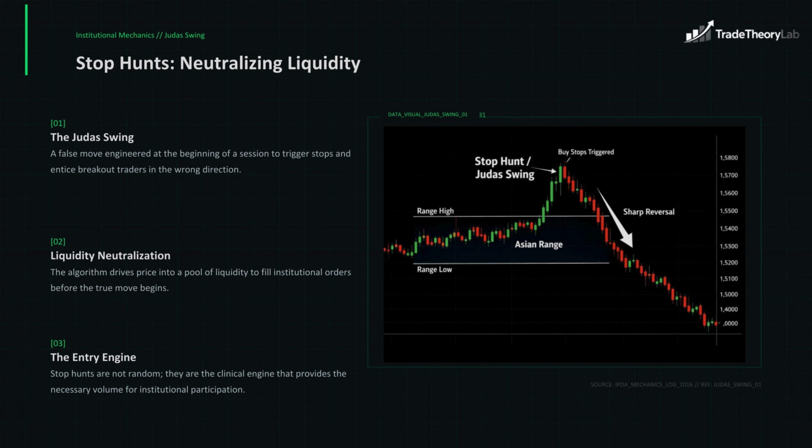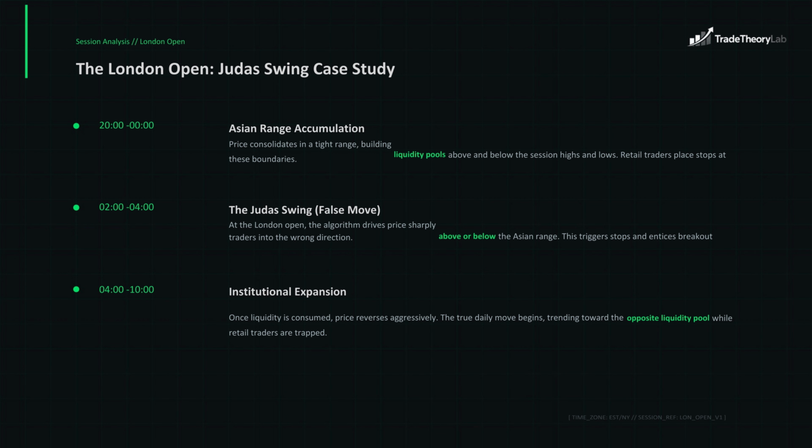It is a Judas swing. It is a false move that occurs typically at the beginning of a session or a trend. Think about the London Open. Often, you will see price rally sharply above the Asian range highs. This looks like a breakout. Retail traders buy the strength. But this move is a stop hunt. It is designed to trigger buy stops and entice breakout buyers, providing the necessary liquidity for institutions to sell at a premium. Once the buy-side liquidity is consumed, price reverses and begins its true move for the day.